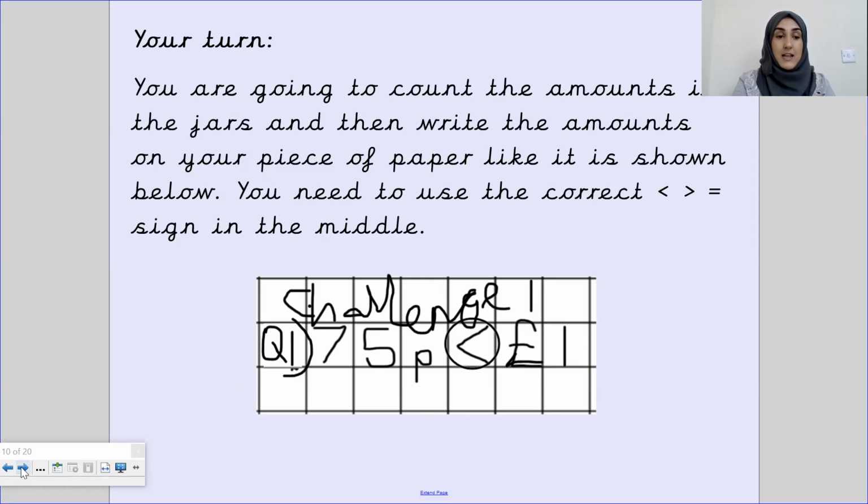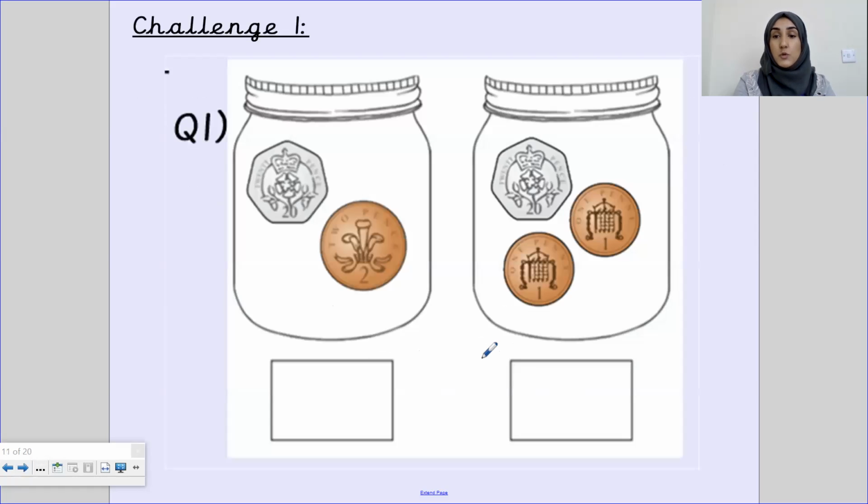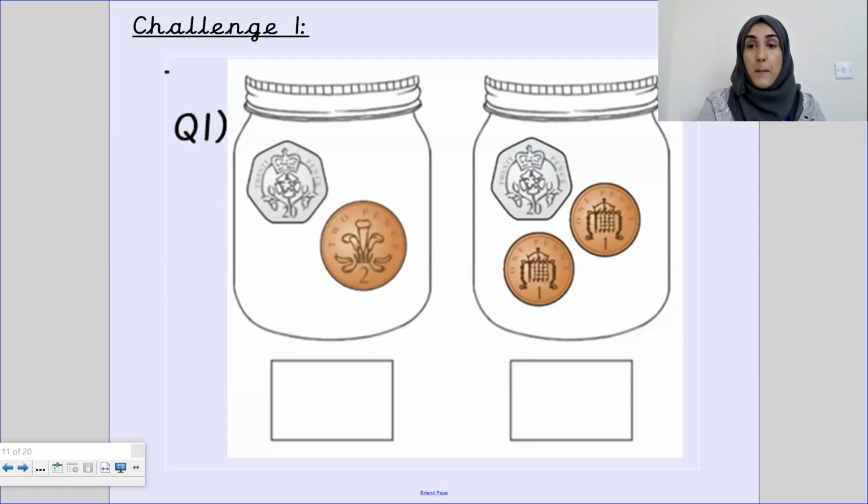Okay. Now on the next page, I'm going to show you the money jars. So your special job here is I'm going to go through each question, but because the questions are on one page, okay, so I will go through each page, but you need to pause the video on each question, count the money, and then write it down on your piece of paper, okay, because otherwise I'll go through it too quickly. So here is challenge 1, question number 1. So pause the video here.